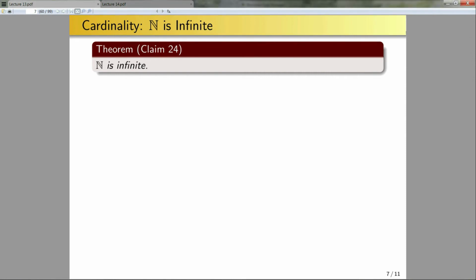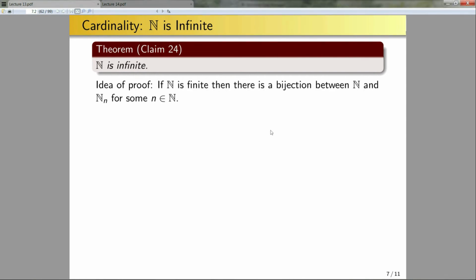Thus, a good proof method is a proof by contradiction. So the idea of the proof is that if N is finite, then there's going to be a bijection between N and N sub little n for some n in N. And you can note that this is not possible by using properties of N. So let's graphically see what this idea of the proof is really saying.